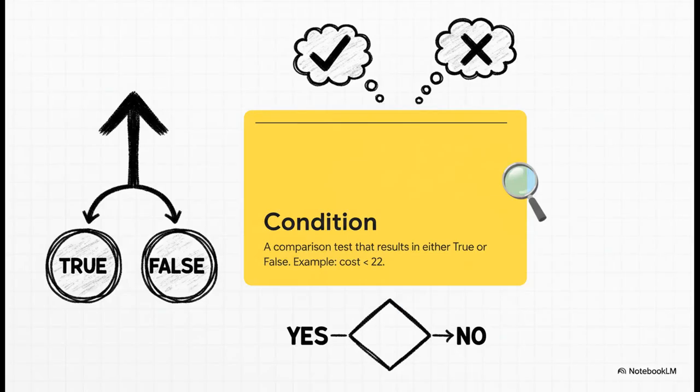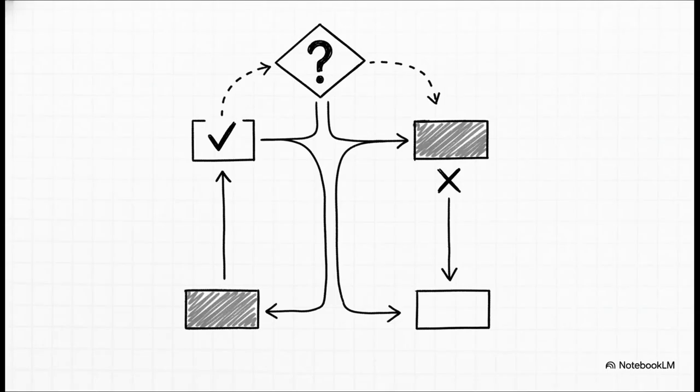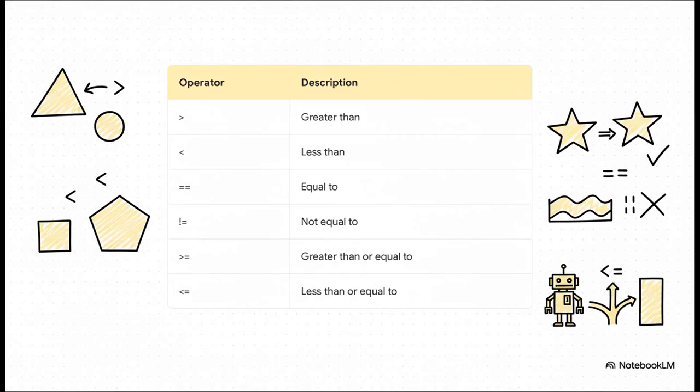Now, that question inside the diamond, cost less than 22, actually has a technical name. We call it a condition. And a condition is just a test that can only, and I mean only, have two possible outcomes, true or false. There's absolutely no maybe about it. And this whole process, using that condition to figure out which path to go down, is what we call selection. The program is literally selecting the right chunk of code to run, all based on whether that condition was met or not.